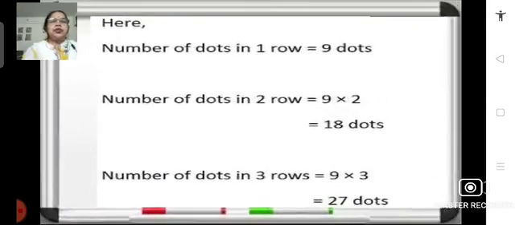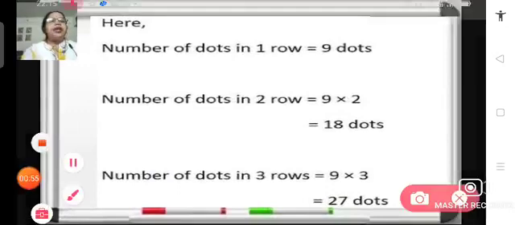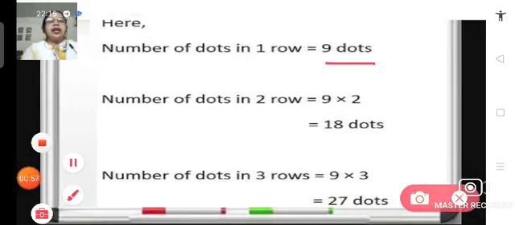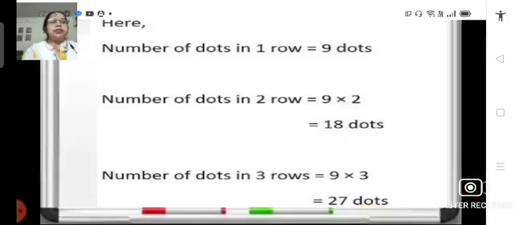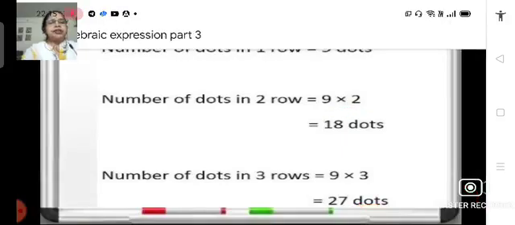Let's check the solution. So number of dots in one row will be 9, isn't it? And number of dots in two rows will be 9 multiplied by 2. That means 18 dots. And what will be the number of dots in 3 rows? We will multiply 9 by 3. So we get 27 dots, isn't it? Because 9 is the number of dots in each row. So there are 3 rows means 9 multiplied by 3, 27 dots.